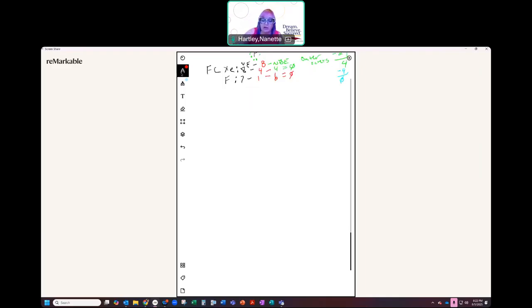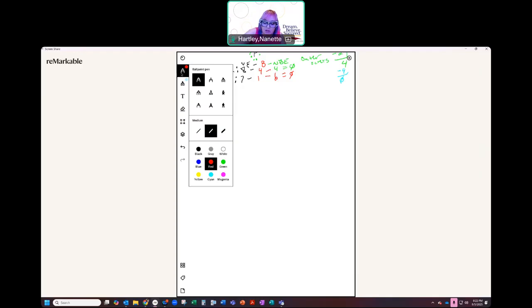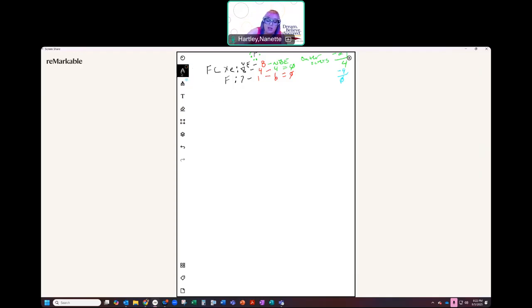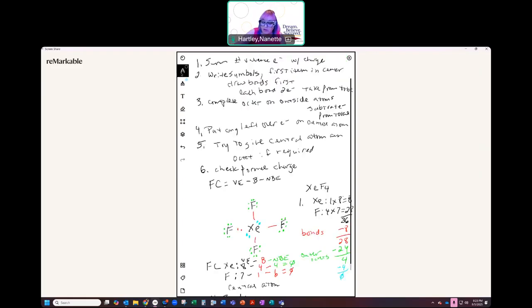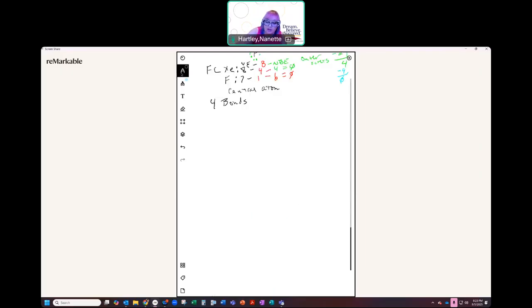I move things up a little bit. And why did I do that? Because I wanted some space. So what I have is 4 bonds on my central atom. I had 4 bonds, 1, 2, 3, 4, and then 2 non-bonding pairs.